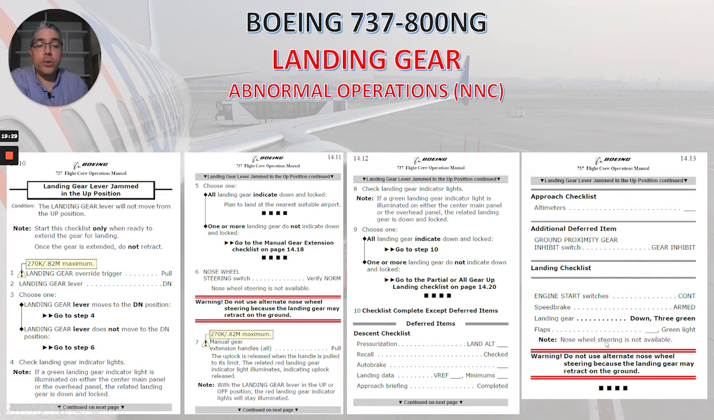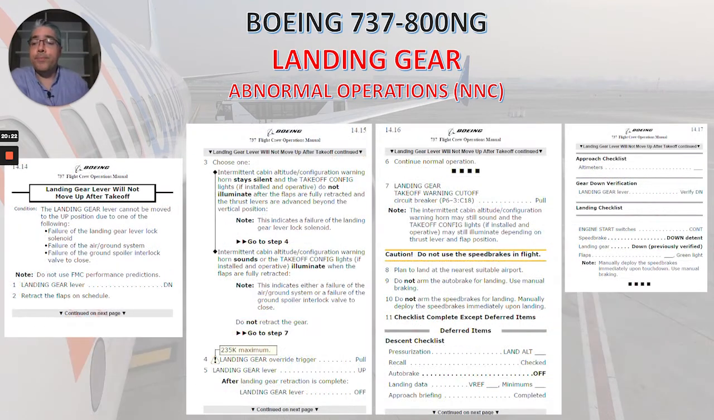Note, nose wheel steering is not available. And again, warning, do not use alternate nose wheel steering because the landing gear may retract on the ground. Now, if we come back here and we read the next option, one or more landing gear do not indicate down and locked, we'll go to the partial or all gear up landing checklist on page 1420.